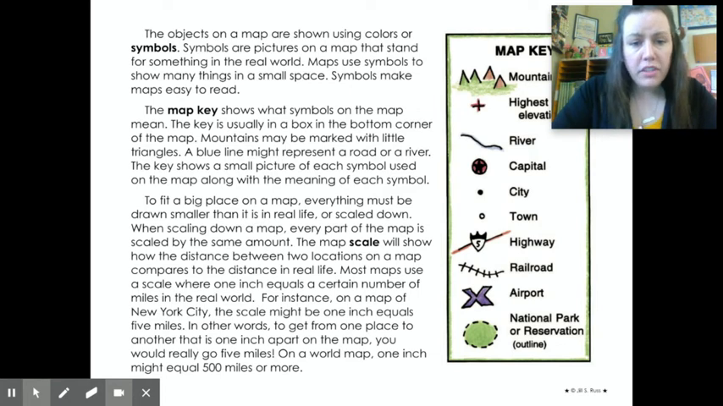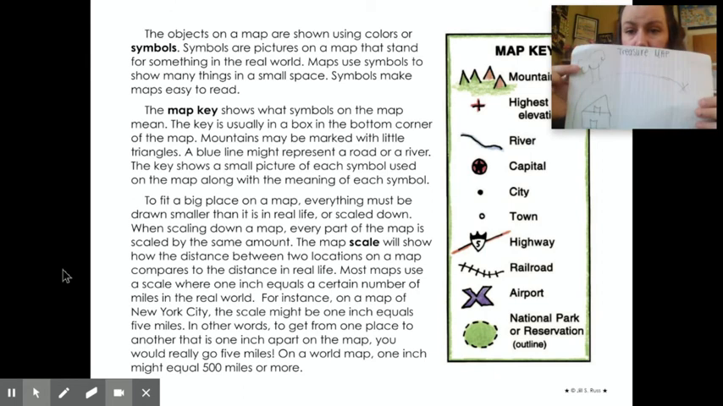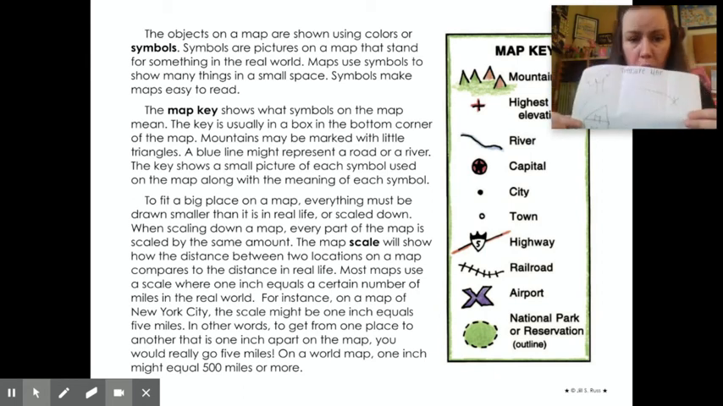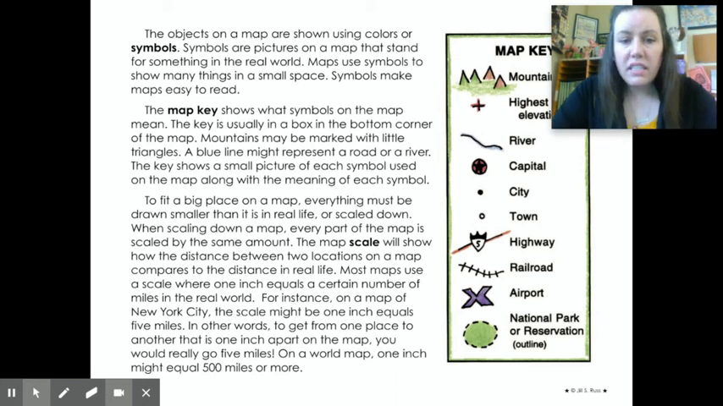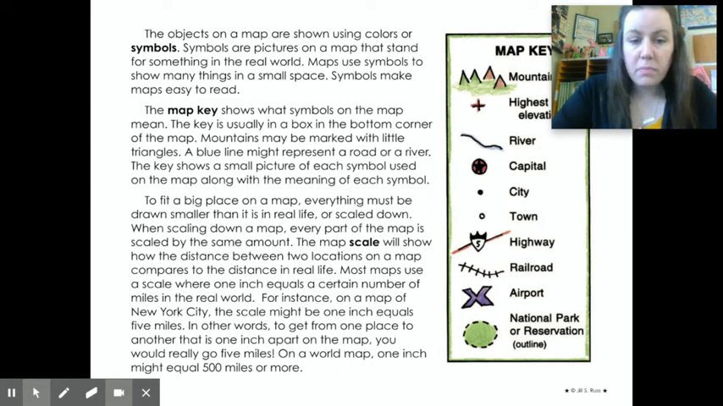So we're going to look at paragraph 3 now. To fit a big place on a map, everything must be drawn smaller than it is in real life. Obviously, my tree right here is not really this size, or the house. So what means it has to be scaled down? When scaling down a map, every part of the map is scaled by the same amount. The map scale will show you the distance between two locations on the map. It compares the distance to real life.